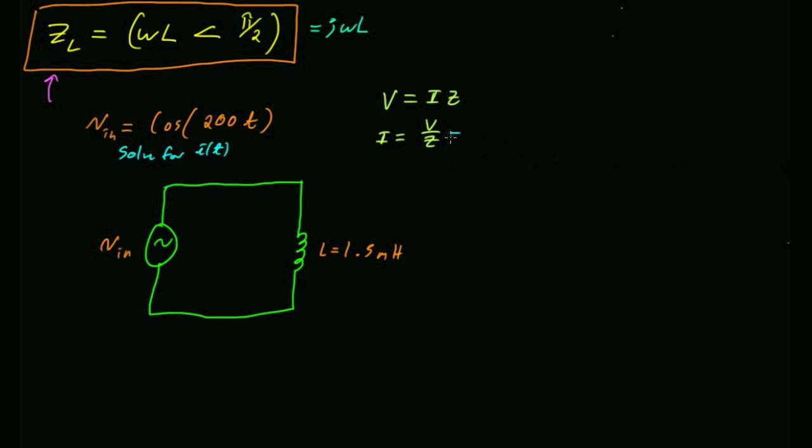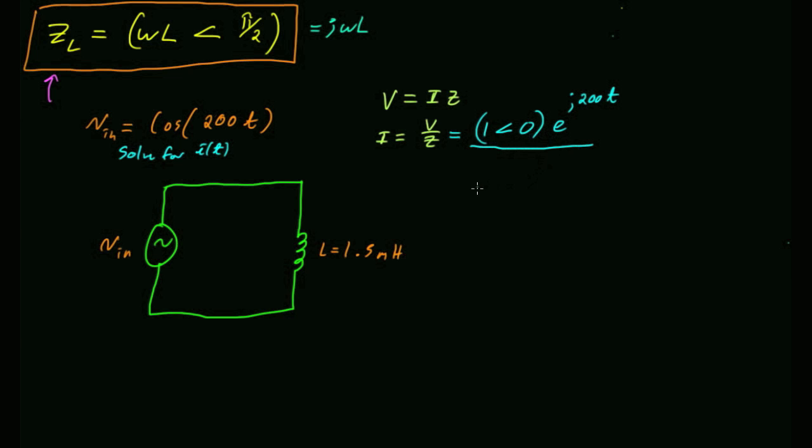So now let's fill in for both V and Z. What is the phasor notation for my voltage? What is the magnitude and phase for my voltage? 1 angle 0. It's the phase of this. 1 angle 0. Okay, so it's technically 1 angle 0 e to the j 200t.